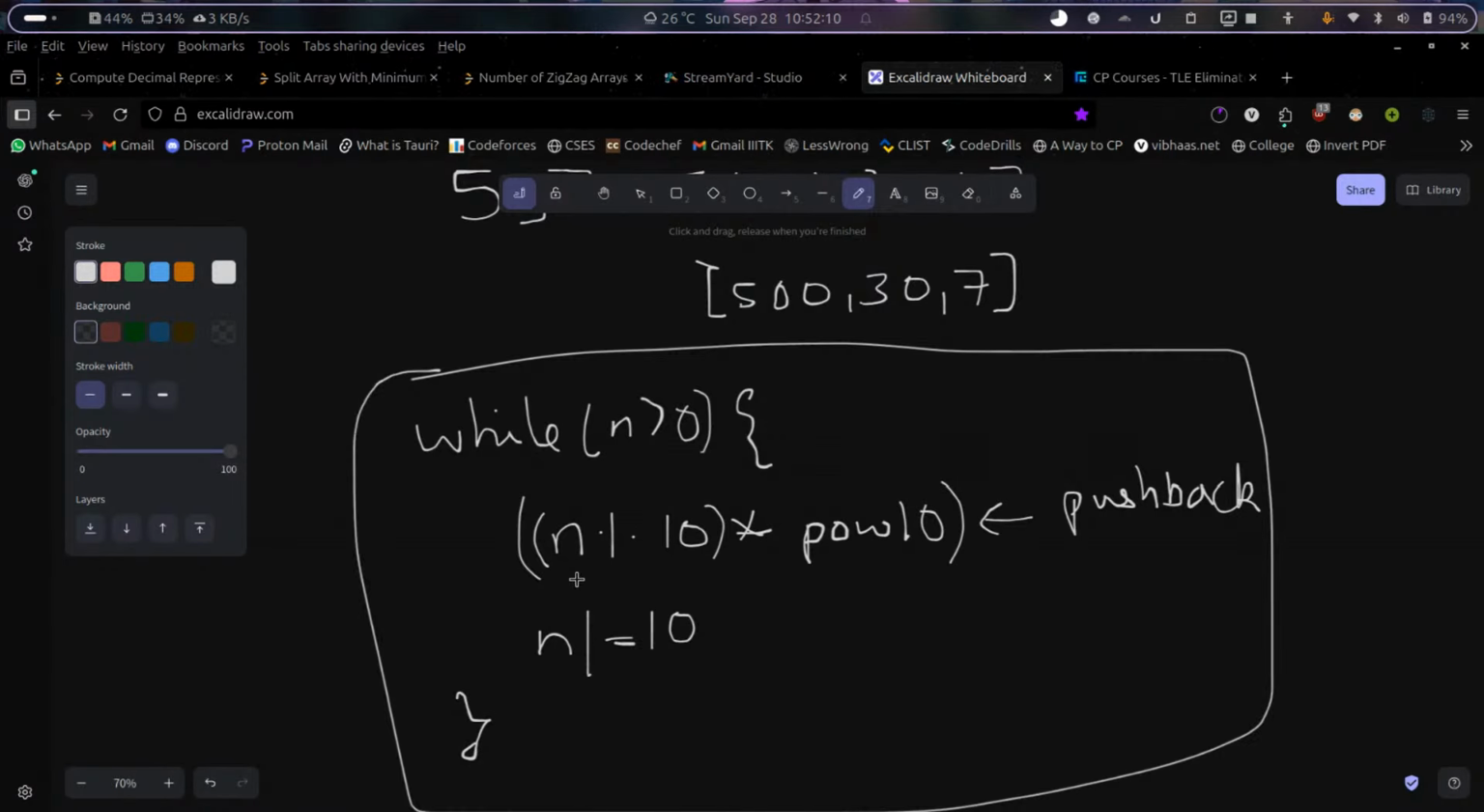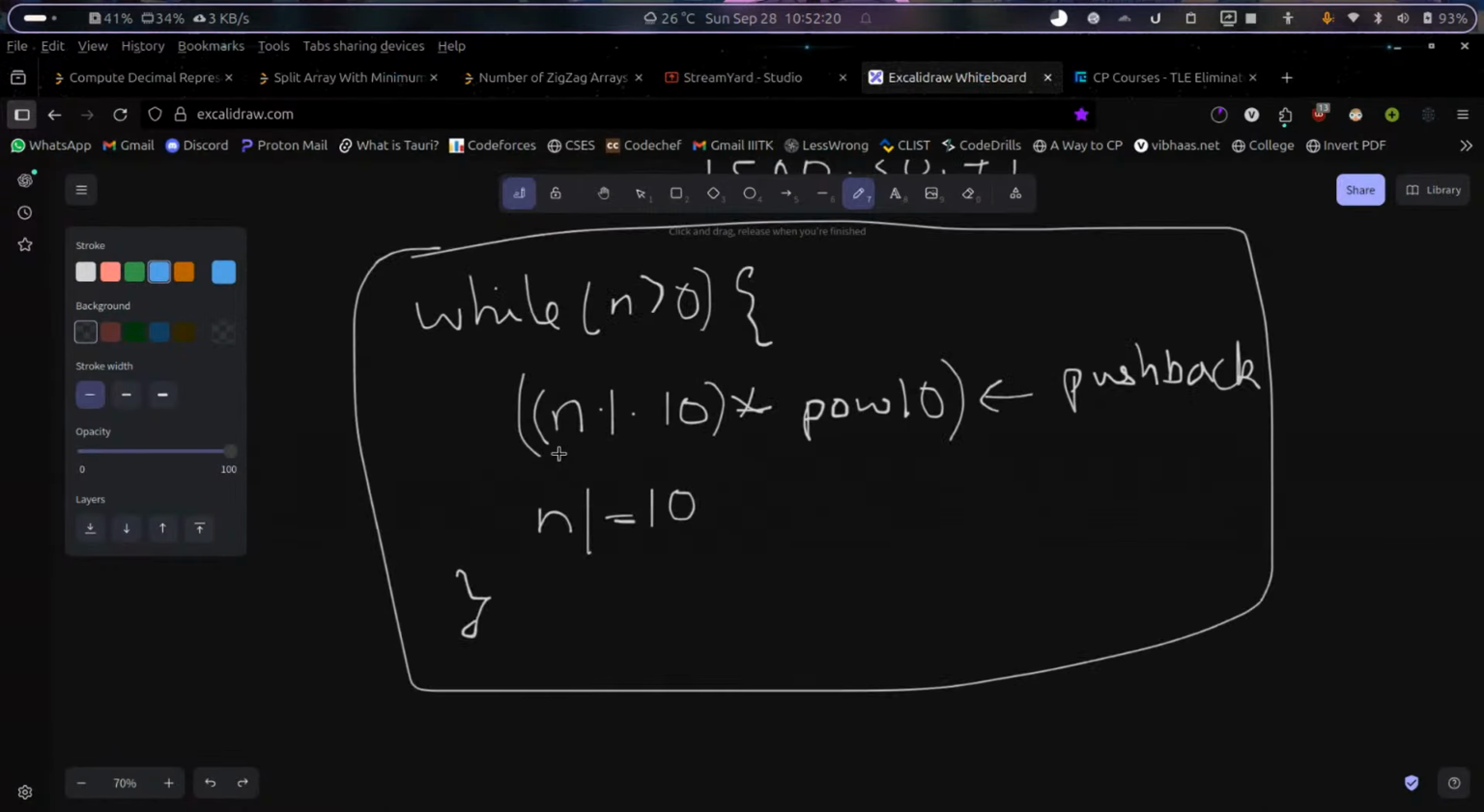So roughly this is the pseudocode for it, right? Obviously, if n mod 10 is equal to 0, then we don't need to push back anything. We don't need to push back 0, obviously. So we just need to keep that in mind. We can just check if n mod 10 is equal to 0, then we don't need to do this line. Okay, if it's 0, then don't need this. Then we don't need to push back.